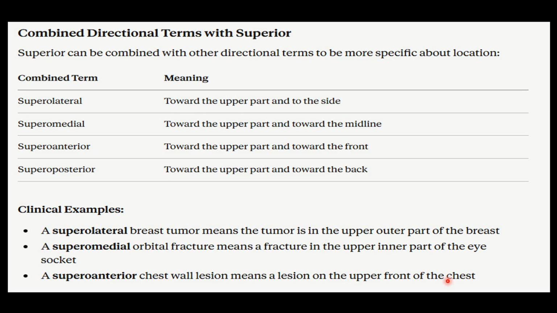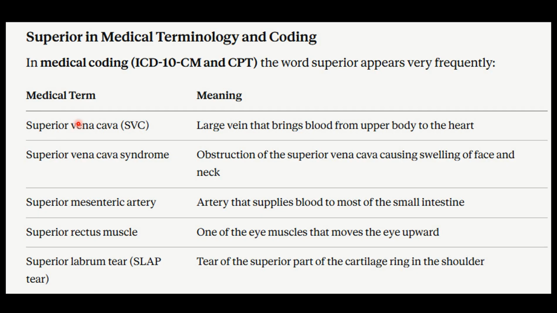Now I'll show you some of the most commonly used examples in medical coding. So here you can see in medical coding, ICD-10-CM and CPT, the word superior appears frequently. So superior vena cava, SVC, means the large vein that brings the blood from the upper body to the heart. Superior vena cava syndrome means obstruction of the superior vena cava causing swelling of the face and the neck.